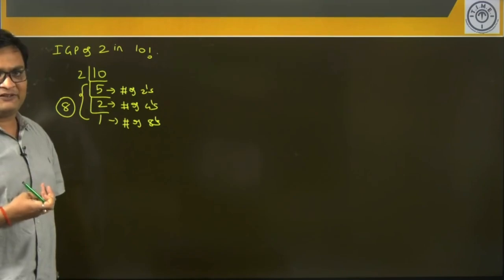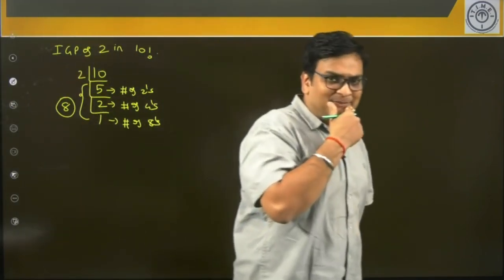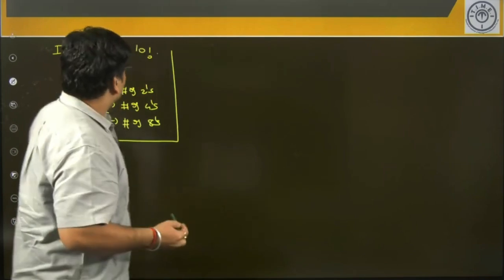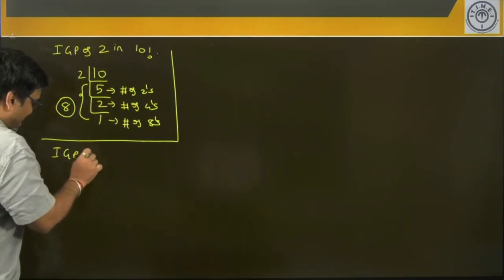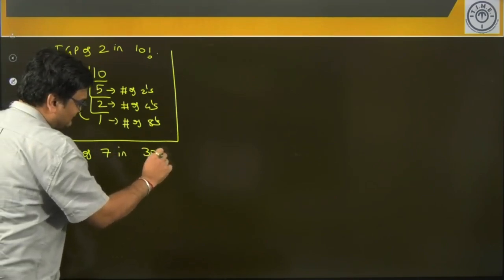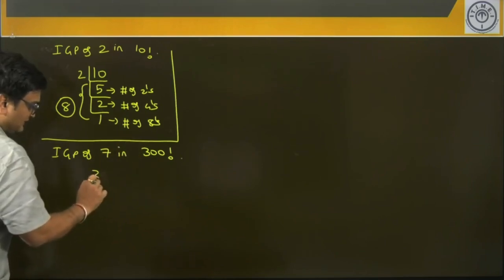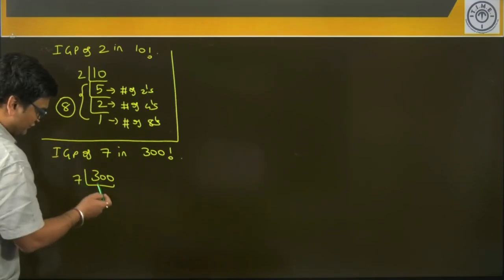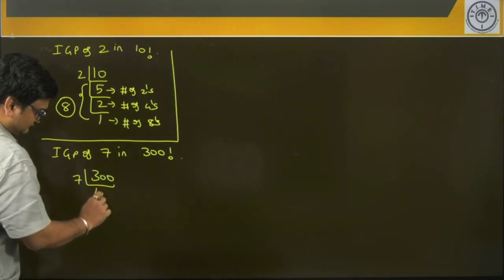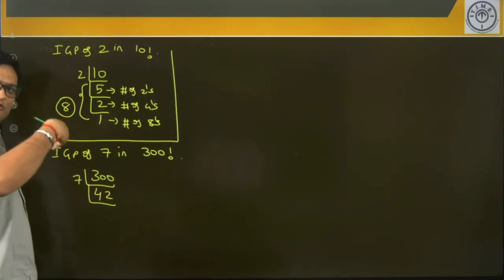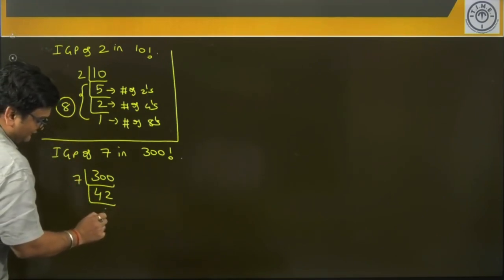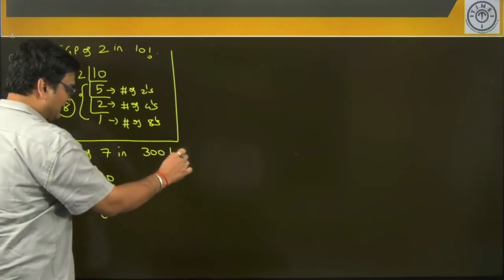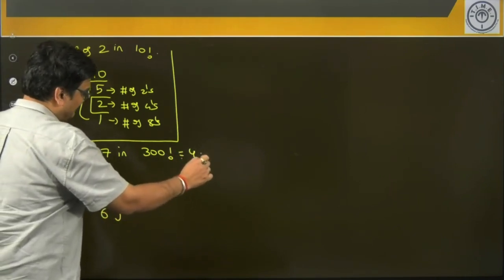Now if you understand this process and the application of successive division in IGP problems, you can extend it to any large factorial also. For example, consider this large number. If I ask you what will be the IGP of 7 in, let's say, 300 factorial, what you need to do is successively divide 300 by 7, until you can divide no further. So 7 will go how many times here? 42 times. Some remainder, but ignore the remainder every time. 42 divided by 7 will go 6 times. Now 6 divided by 7, no division is possible, we will stop the process. And hence the IGP of 7 in 300 factorial is going to be 42 plus 6, which is 48.